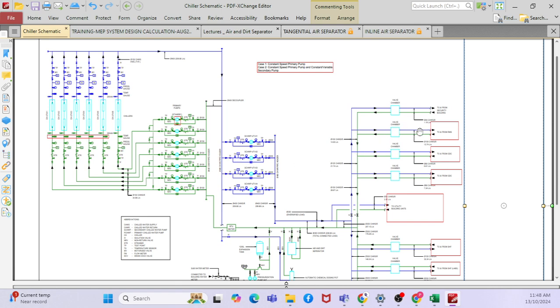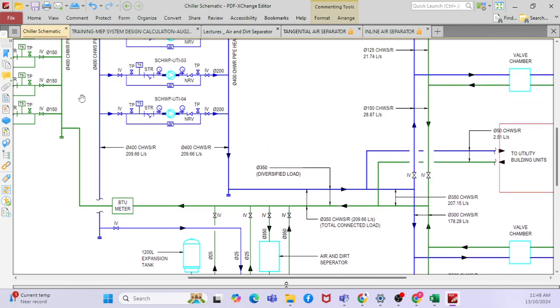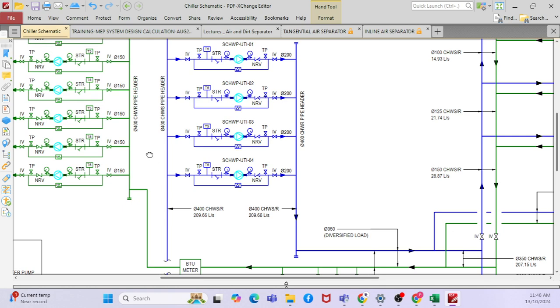Then you will be having a load like FCU or AHU or FHU. After that you will be having a pressurization unit and air separator. These are all the main components in the chilled water system. We have seen the chiller, and the different types of chiller: one is water cooled, and another one is the air cooled chiller.